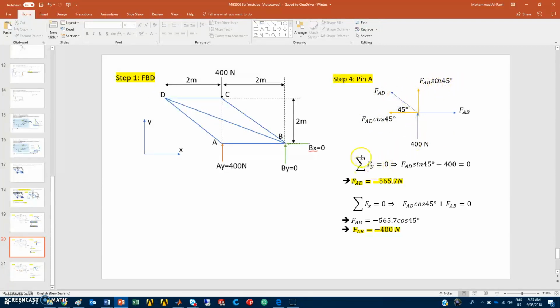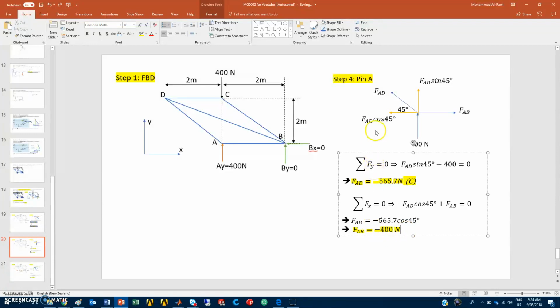So algebraic summation of forces in the y direction, again going up is positive. So FAD sine 45 plus 400. Again, because I assumed it wrong, it's giving me FAD negative, and that means if I am assuming it as a tension, going away from the point, the right answer should be compression, going towards the point. Now the same thing if I apply algebraic summation of forces in the x direction, I have the FAD, but negative, plus FAB is equal to 0. Taking the value here, FAB will be minus 400.